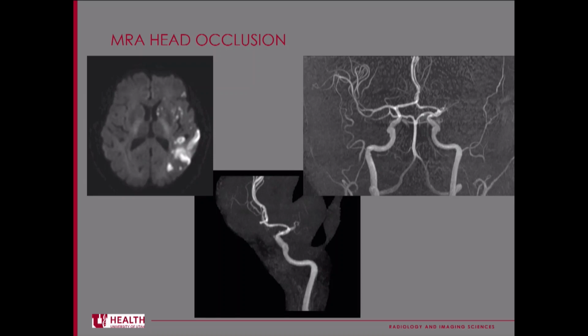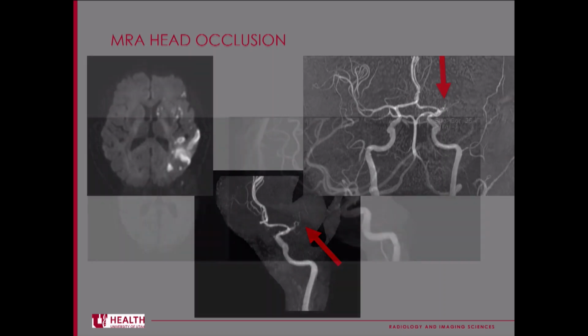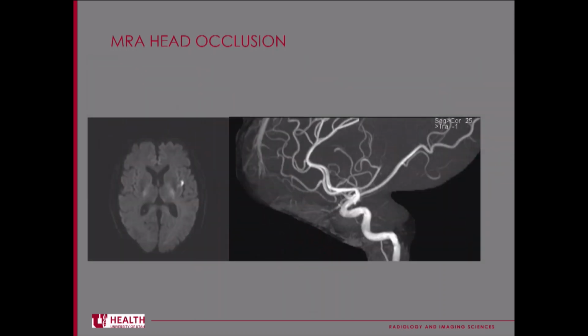So we have a patient, this image on the top left is a diffusion weighted image where you can see there's acute infarction in the left MCA territory. And then we can see that there is an abrupt cutoff in the M1 segment of the left MCA. And these are just MIP images of the MRA. Another case: here this patient had a small infarction in the left insula, and we can see there's a cutoff in the M2 segment on the MRA. So MRA really is quite good at detecting large vessel occlusions in the setting of stroke.